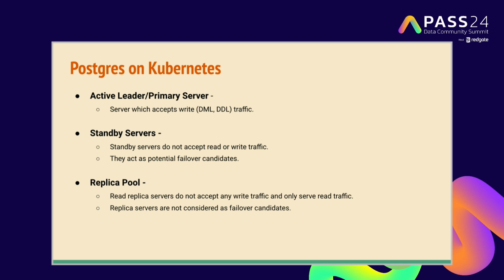As I mentioned, the active or leader or primary server is the server which accepts the write traffic, DML, DDL traffic. Standby servers, which I'll be mentioning a lot of times in this talk, do not accept read or write traffic. They only act as potential failover candidates. Replica pool, read replica servers do not accept any write traffic. They only serve read traffic. Read replica servers are not considered failover candidates.